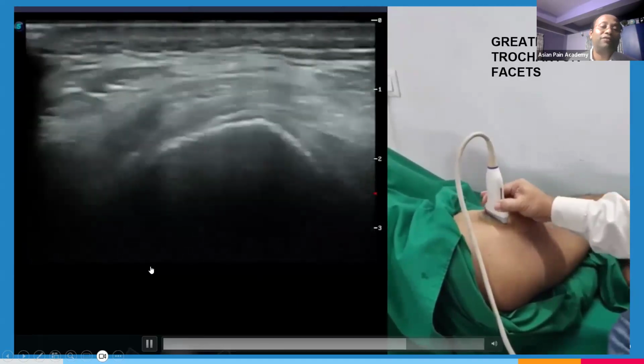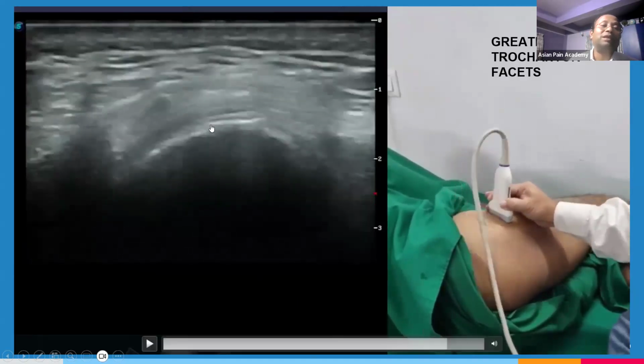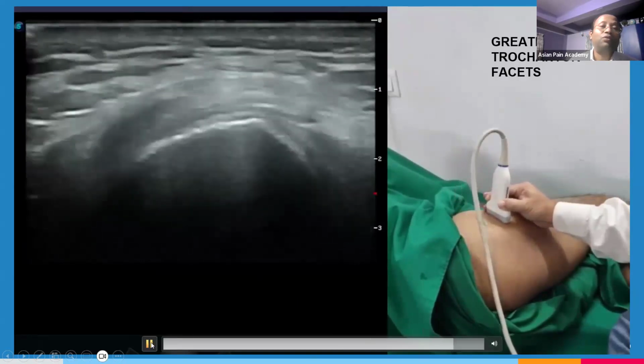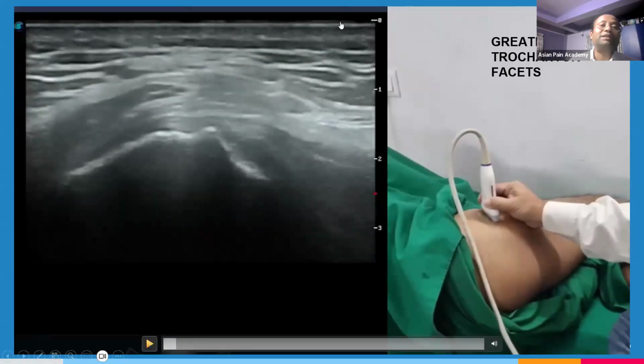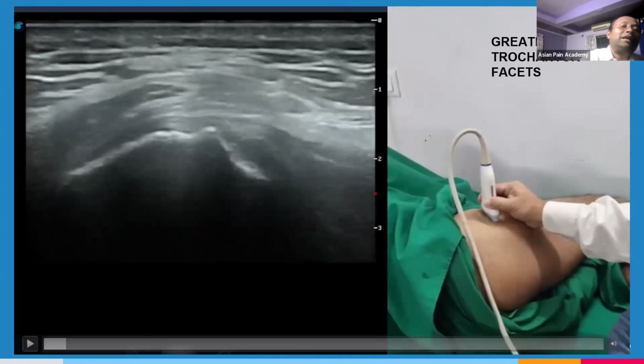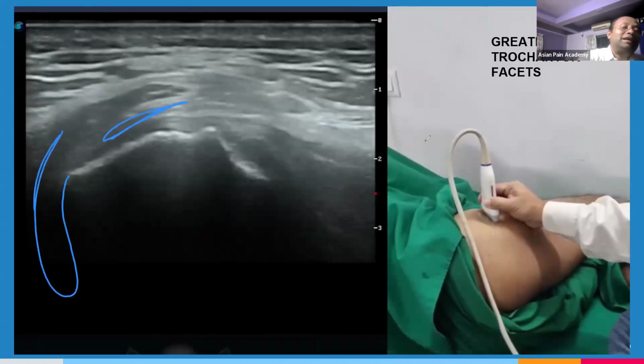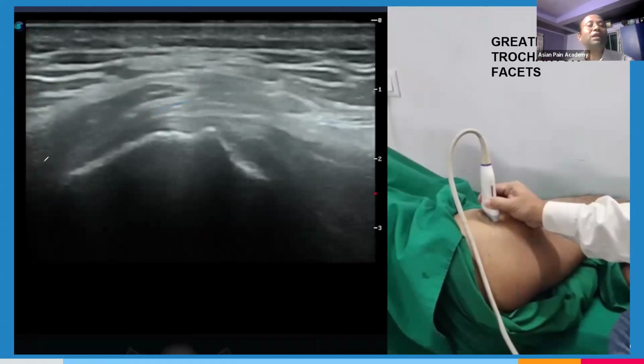If fluid is collected in some patient, you can see this line. If there is a subgluteus maximus bursitis, do not expect the fluid to stay here. Fluid will stay in this area, on the posterior side. So you have to see the posterior side also, whether there is fluid collection under the gluteus maximus or not. This is the gluteus maximus muscle. Here is the bursa.